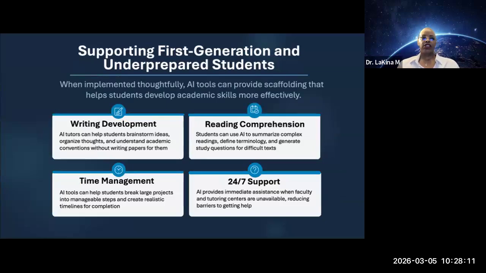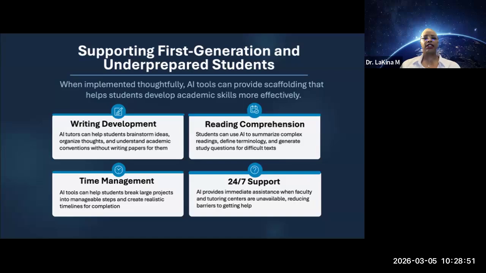When implemented thoughtfully, AI can act as scaffolding. First generation students can lack implicit knowledge about academic conventions. AI tools can help them brainstorm, organize ideas, and understand expectations. Students struggling with reading comprehension can also use AI to summarize complex texts or generate study questions. Students overwhelmed by large projects can use AI to break tasks into manageable steps.